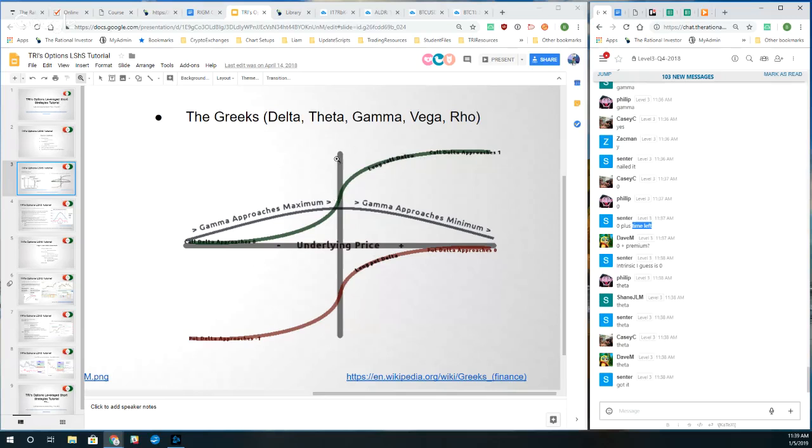And you have to understand this about options. It's critical. Okay, there is one more Greek that we've left out. Who can tell me what that is?